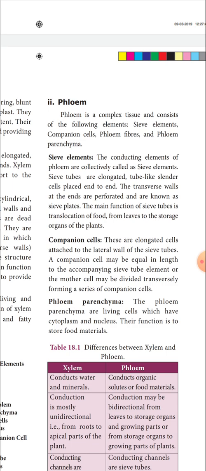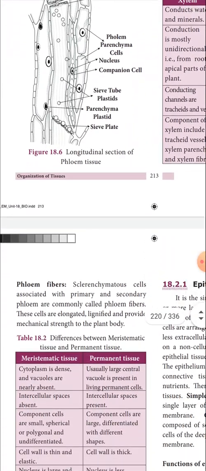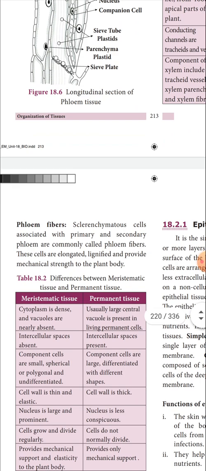Next, phloem parenchyma. The phloem parenchyma are living cells which have protoplasm and nucleus. Their function is also to store food material only. Okay, next one, phloem fibers. Phloem fibers are sclerenchymatous cells associated with primary and secondary phloem, and are commonly called phloem fibers. What is the structure? Elongated, lignified. What is the function? Provide mechanical strength to the plant body. That's all about phloem.